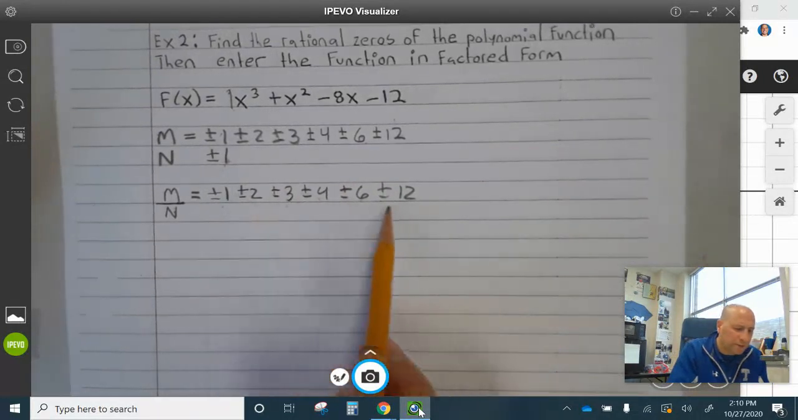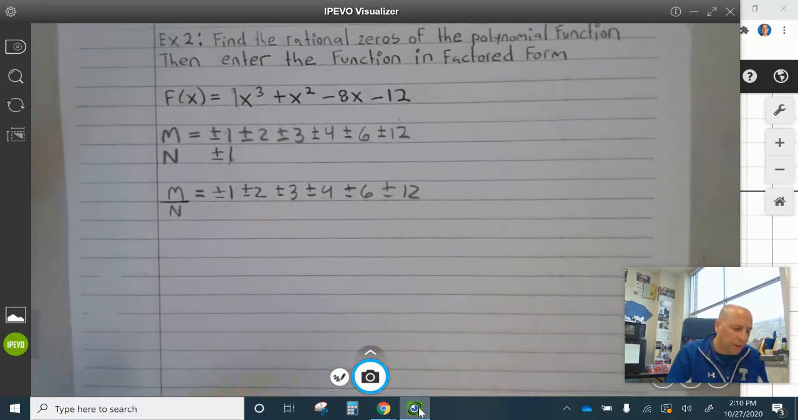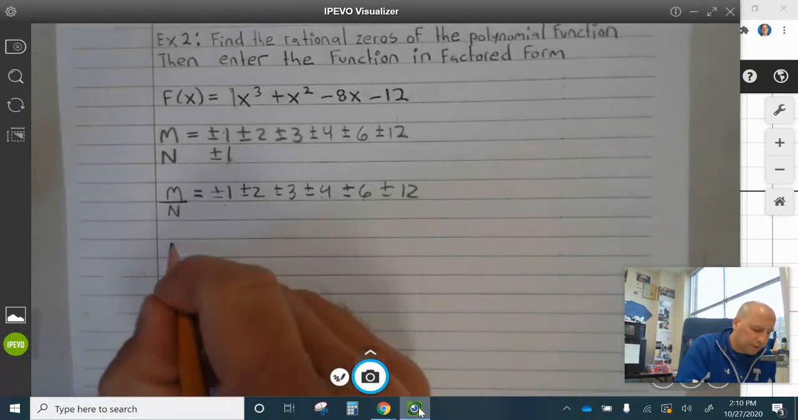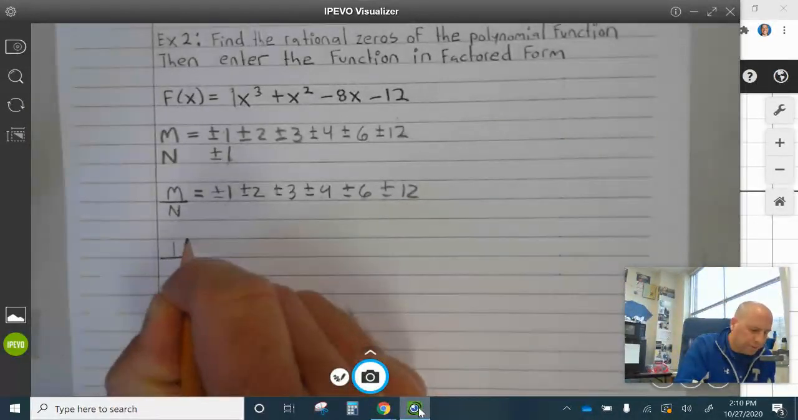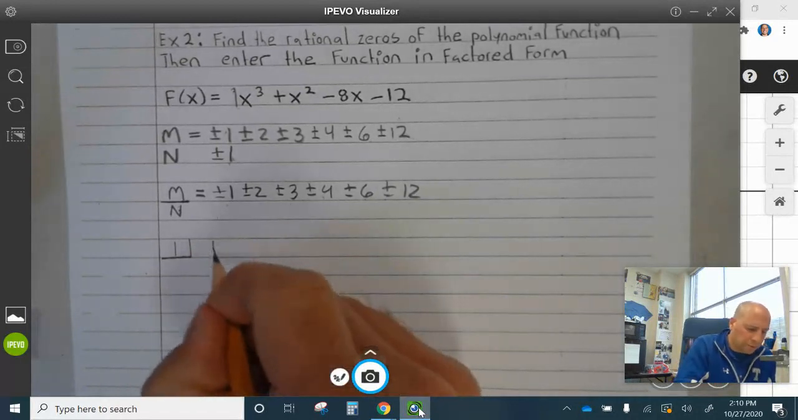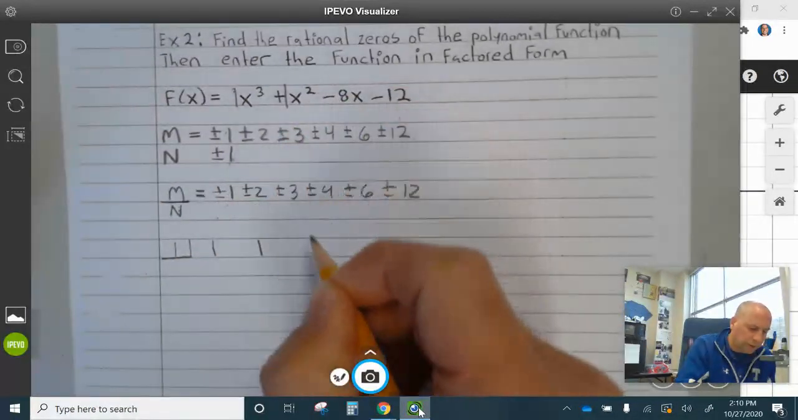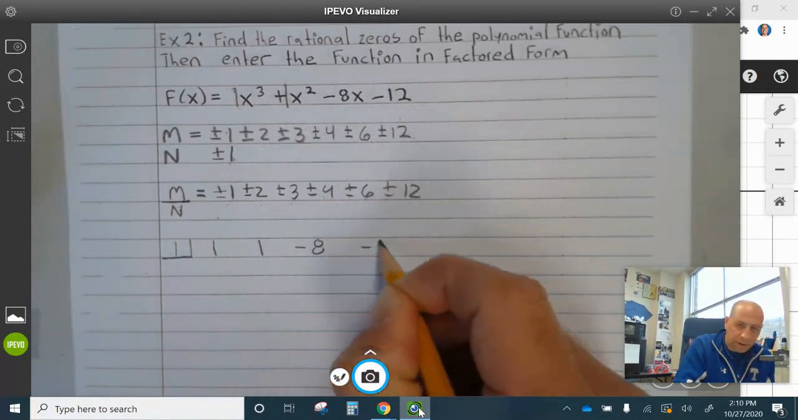Now, one of these is a possible zero of the polynomial function. So again, we're going to test synthetic division to find it. Okay, so we'll start with a 1. So then 1, 1, because that's a 1 right there, -8, -12.